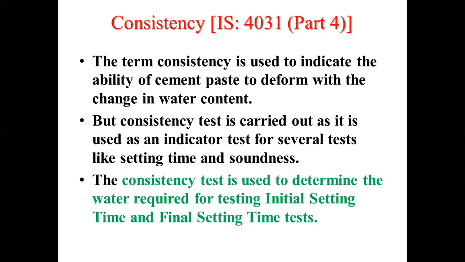The standard consistency is the optimum dosage of water, which is calculated and then used for various tests. That's why it is called the basis for several tests, or indicator tests. The consistency test is used to determine the water required for testing initial setting time and final setting time. For this, we carry out the standard consistency or normal consistency, initial setting time and final setting time. The apparatus we use is the Vicat apparatus.